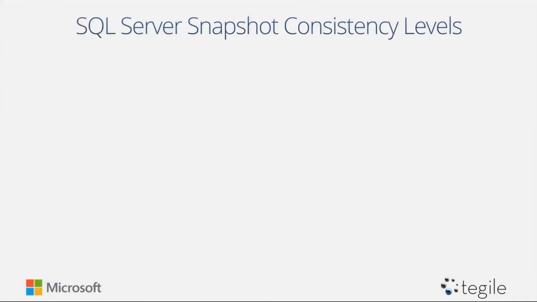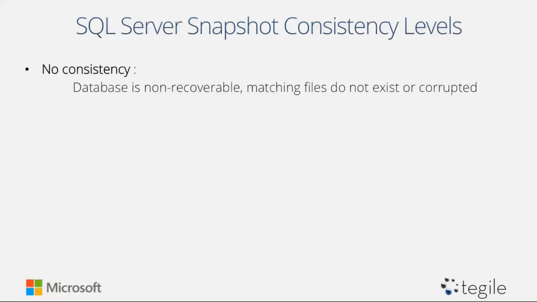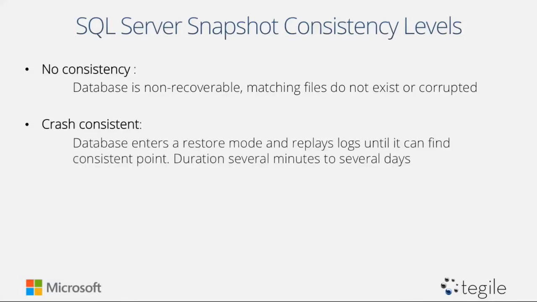SQL Server snapshot consistency levels are very similar. There is no consistency, which means the database is non-recoverable, meaning the matching files do not exist or they are corrupted in some way. Crash consistent means that when you attach the database to a SQL Server and you have all of the files, it still enters a restore mode and starts replaying all of the logs until it finds a consistent point.